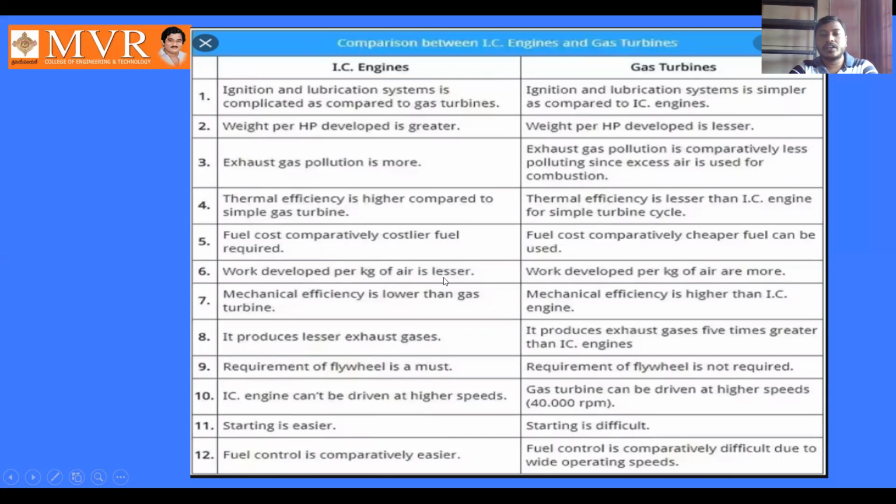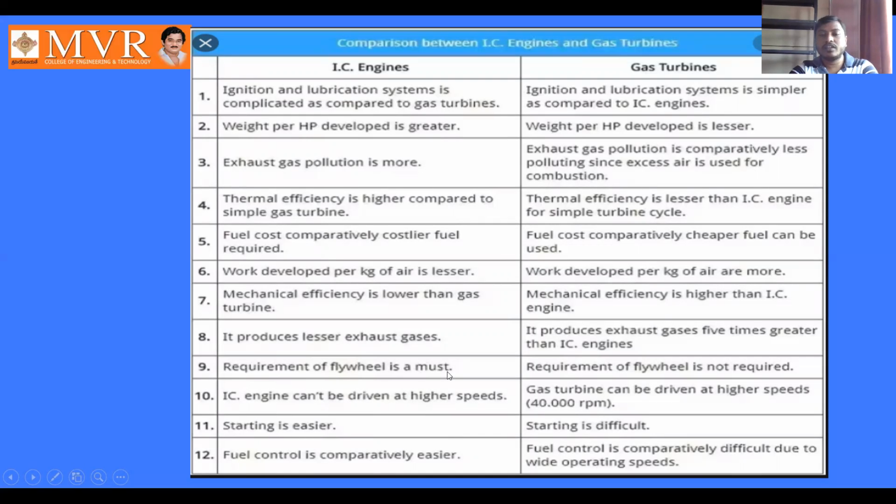Work developed per kg of air is less in the IC engine, and work developed per kg of air is more in the gas turbine. Mechanical efficiency is lower than the gas turbine. Mechanical efficiency is higher than IC engines. It produces lesser exhaust gases. The gas turbine produces exhaust gases 5 times greater than the IC engine.